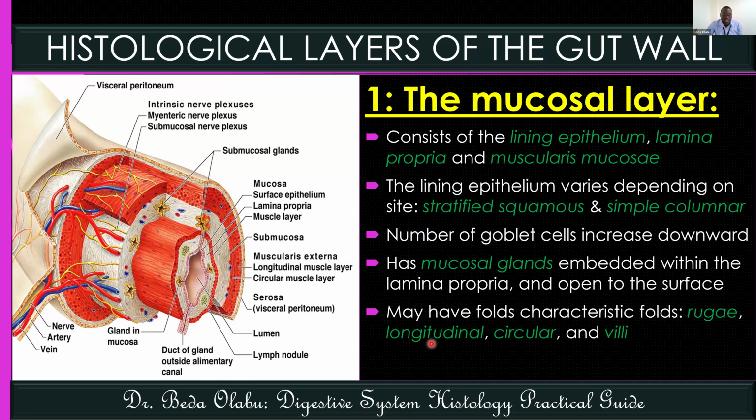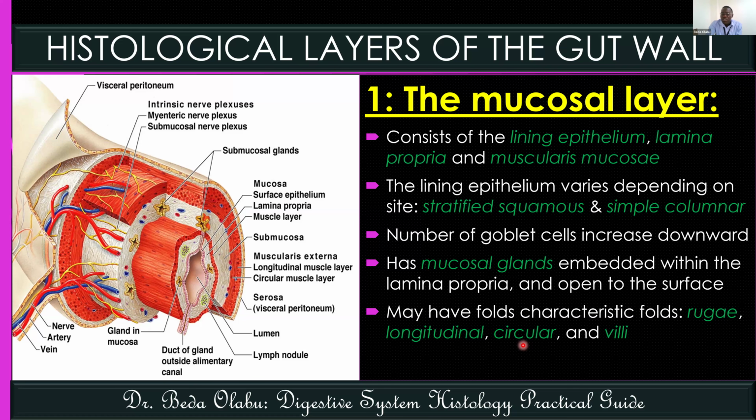So understand the concept of how the folds come about and in which sections they can be seen. You will not see the folds in all the sections. There are some particular folds that you cannot see in all the sections. Rugae, you can see them in all sections because they are irregular. Longitudinal folds are best seen on transverse sections, and circular folds are best seen on longitudinal sections of the gut.